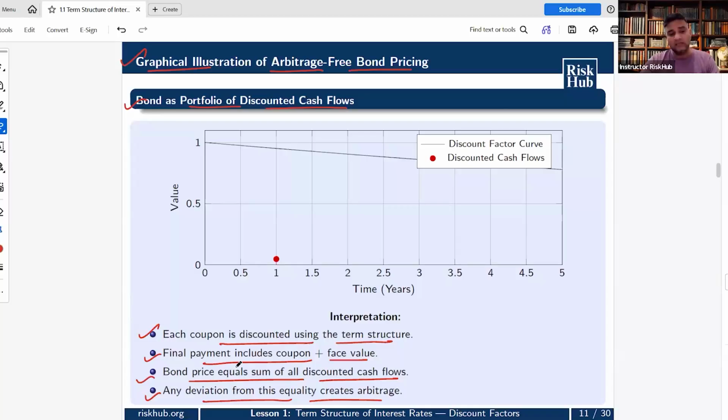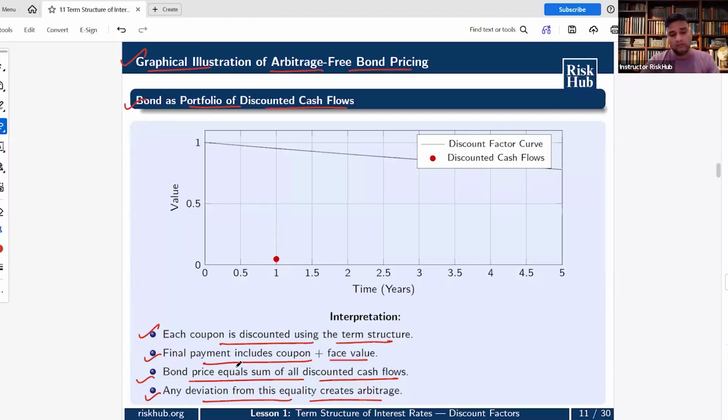A clarification here is that the chart is not complete, because only one red dot is rendered, at year 1. So you can extrapolate it to many years, right? That can be done. So that is important to understand.